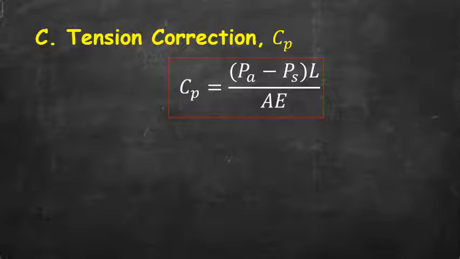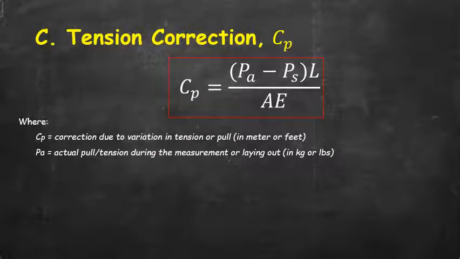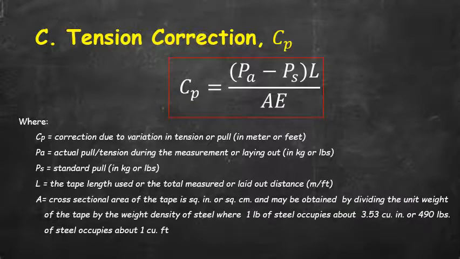So you have here the formula CP equals (PA minus PS) times L over AE, where yung C sub P natin, that is the correction due to variation in tension or pull, is in meters or in feet. Yung PA natin is ito yung actual pull na i-exert natin during the measurement. You have the PS, that is the standard pull in kilograms or in pounds. Ito yung standard pull na naka-assign sa tape during calibration or standardization. We have the L, that is the length of the tape to be used, or the total measured laid out distance. We have the A, the cross-sectional area ng tape.